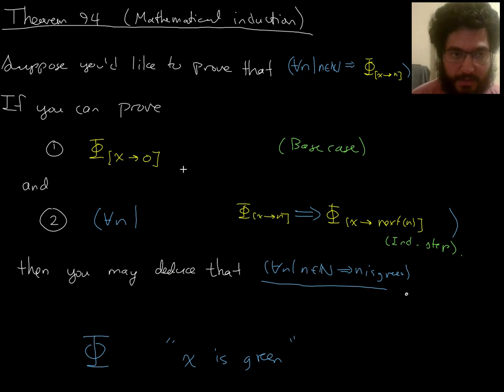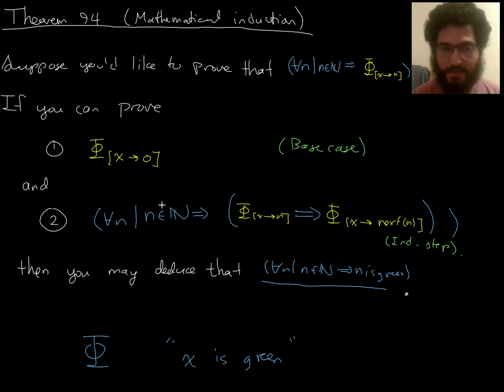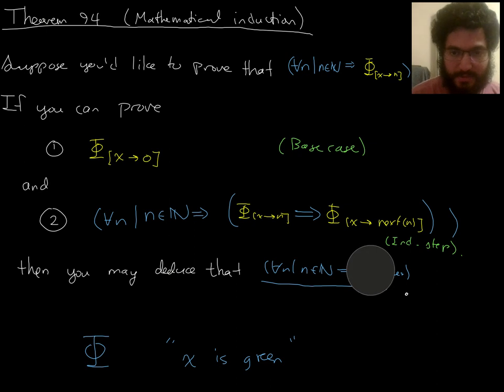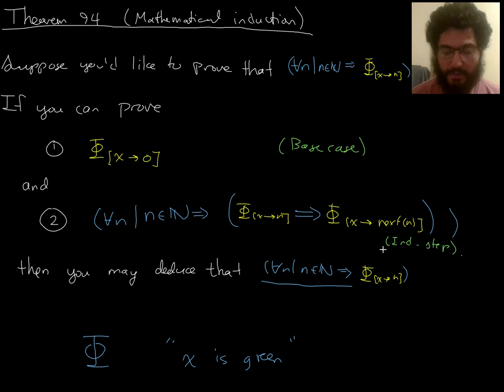So this is how the induction step should look. It should say, if n is a natural number, then the greenness of n should imply the greenness of next n. This is the induction step. Then you may deduce that for all n, phi holds for n. N is green, if phi is this.